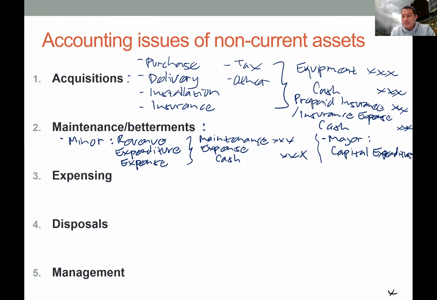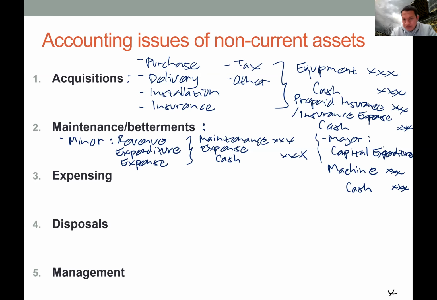So capital expenditure. Okay, so how do we record this in the journal? Now, instead of expense, we have the machine, the asset, in the debit side, and then cash in the credit side. We also call this process the capitalization of expenditures.